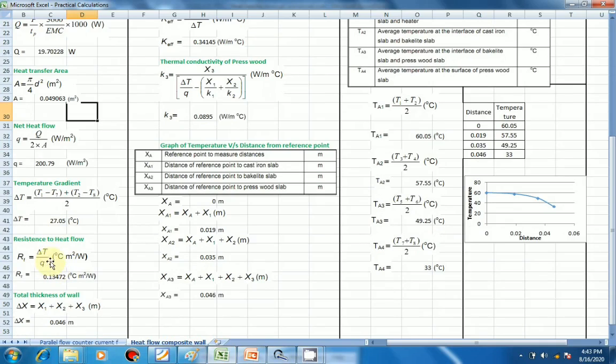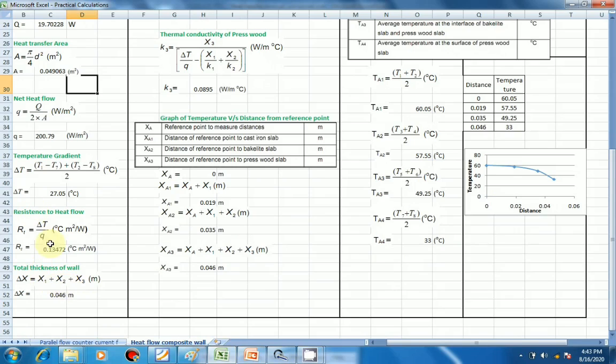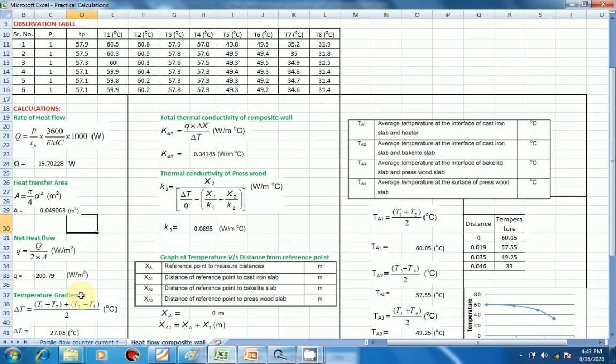Then next step is to calculate the resistance to the heat flow. So that is nothing but what? Delta T upon Q. So the delta T value is already known. That is 27.05, and Q is nothing but the 200.79 watt per meter square. So if you substitute over here, the total resistance we got to be 0.13472. Then after that, the total thickness of the wall, which is nothing but the summation of individual thicknesses, so x1 plus x2 plus x3. So we got its value to be 0.046 meter.